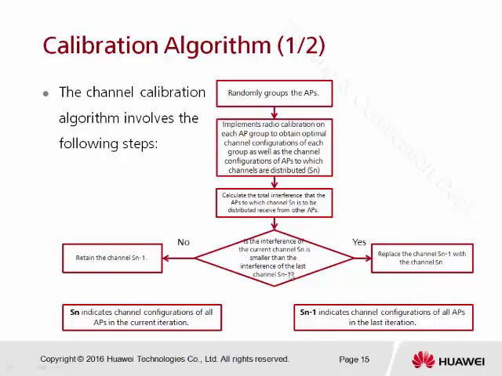So let's go from here. This is the calculation: is the interference of the current channel SN smaller than the interference of the last channel S-1? The SN here has a meaning. The SN indicates the channel configuration of all the APs in the current iteration, and this one is for the last iteration.